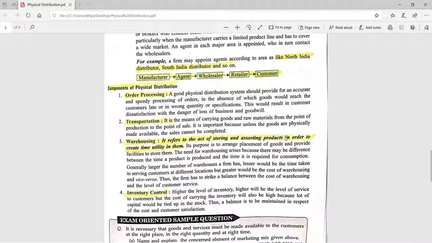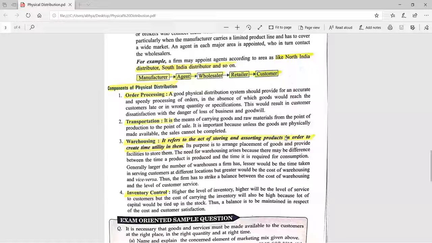But make sure that whenever we are maintaining a high level of stock, there will always be the cost of carrying the inventory. Cost of carrying the inventory means where to keep those goods. Definitely we would have taken the services of warehouses, so the maintenance cost of those warehouses, the staff appointed in those warehouses, we have to pay them salary.